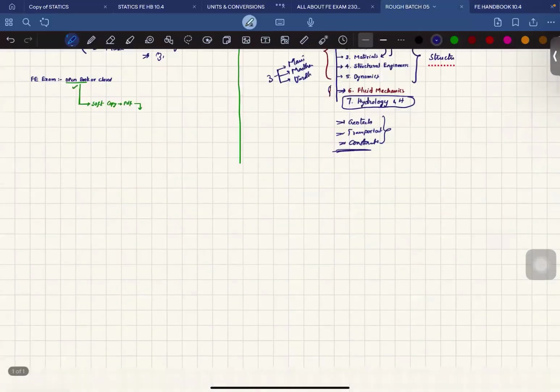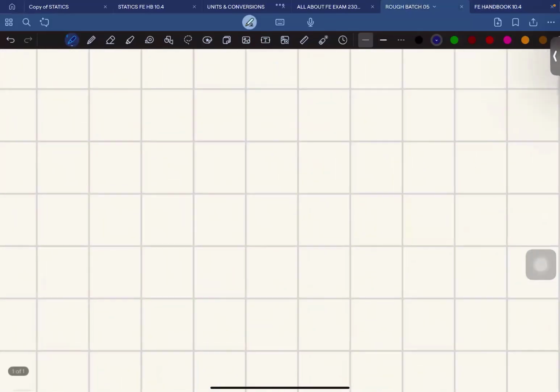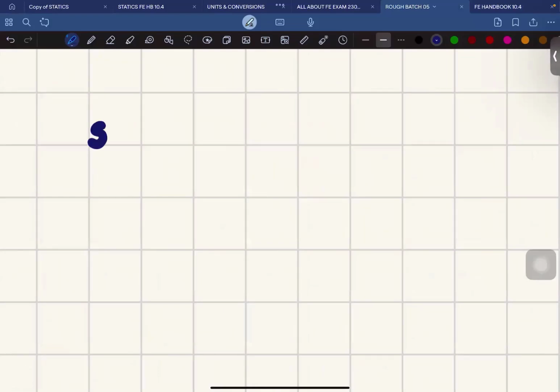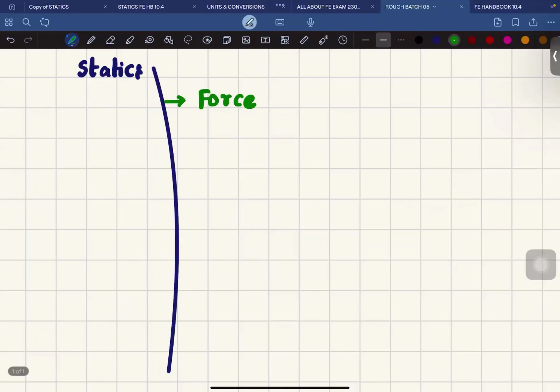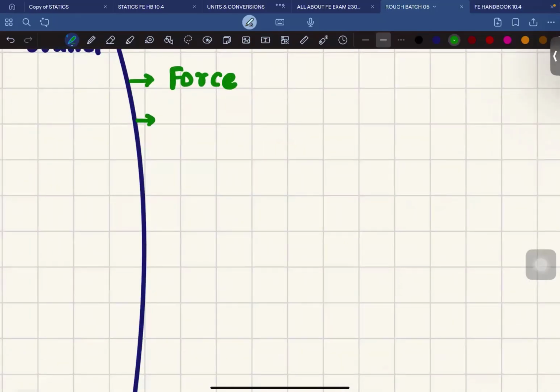And coming to the rough, I will show you how we're gonna study this subject. If this is statics, we will learn the things step by step, no need to hurry. The first thing we will learn about is the force, the pretty basic thing, the force. And then with the forces, we'll do some components of forces.